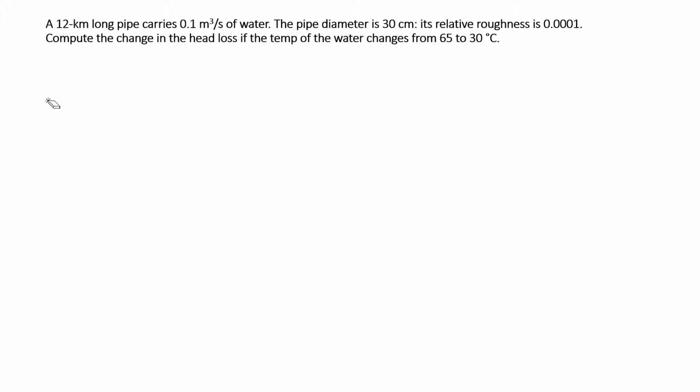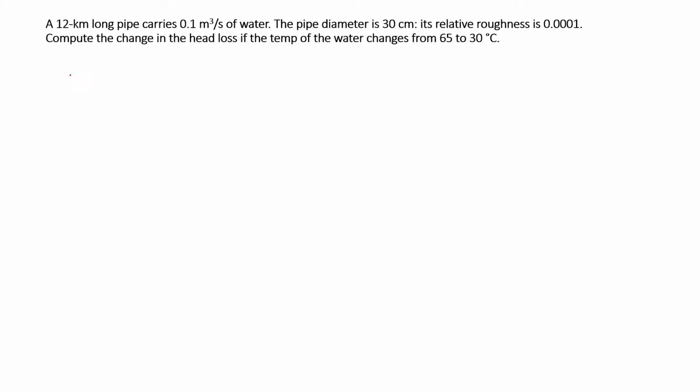So today we are going to solve together a problem of heat loss. So let's read the question. A 12-kilometer long pipe carries 0.1 cubic meter per second of water. The pipe diameter is 30 centimeter. Its relative roughness is 0.0001. So the question is, compute the change in the heat loss if the temperature of the water changes from 65 to 30 degrees Celsius.